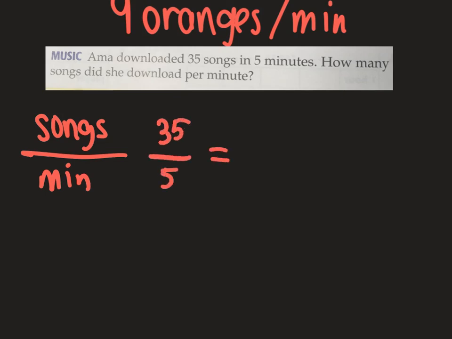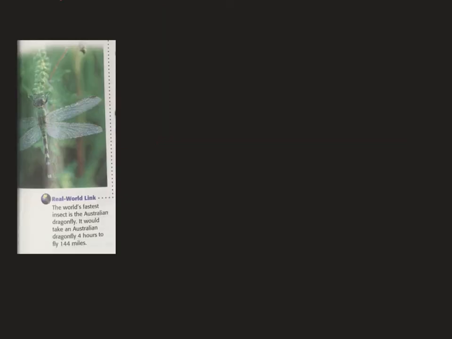5. Answer is 7. And don't forget your label. Label songs per minute. See, this is easy. You just divide. That's all you have to do. All right, here's your next question.